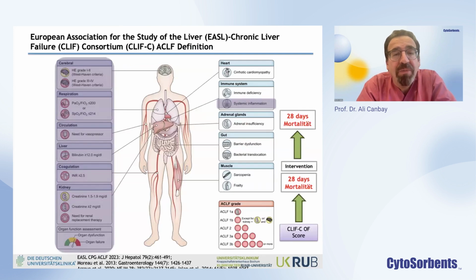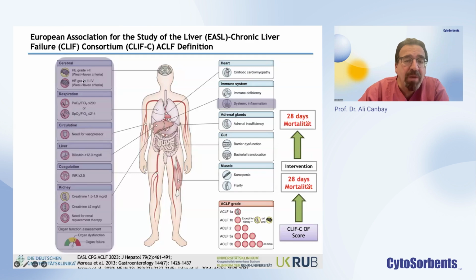So the European Association for the Study of the Liver and the CLIF consortium define this as: your brain with hepatic encephalopathy, respiratory impairment, circulatory impairment where you need vasopressors, and your liver is impaired with high levels of bilirubin, high levels of bile acids, and then impairment of coagulation and acute kidney injury. And of course, you also have cirrhotic cardiomyopathy, which is also associated with acute on chronic liver failure.